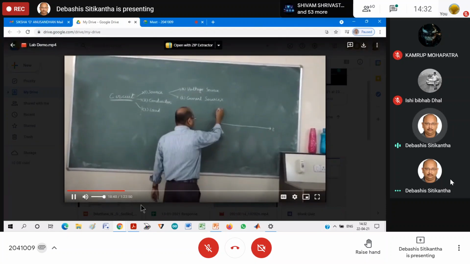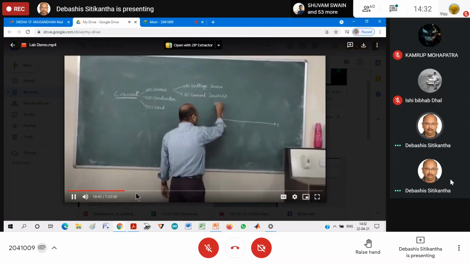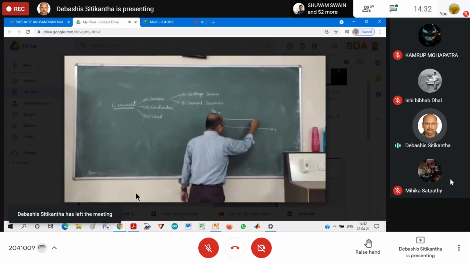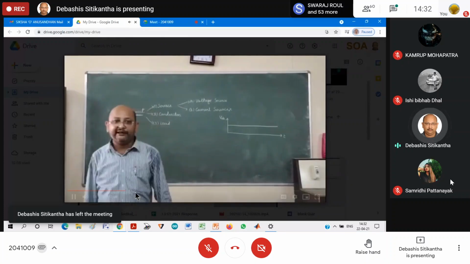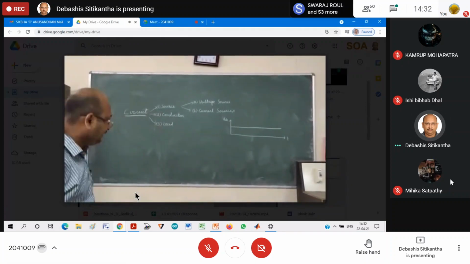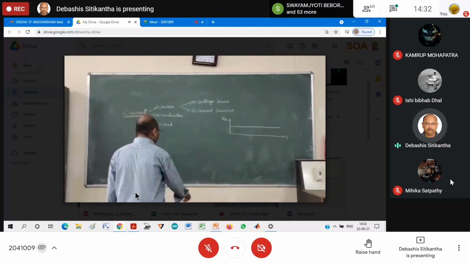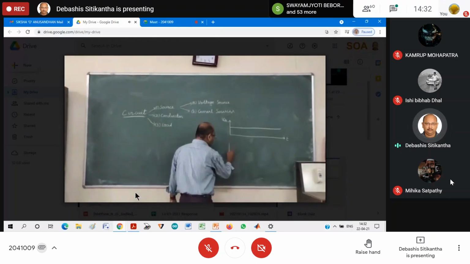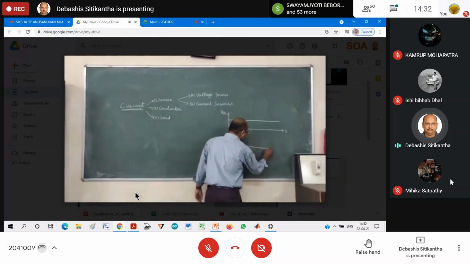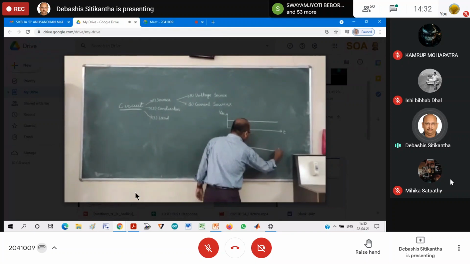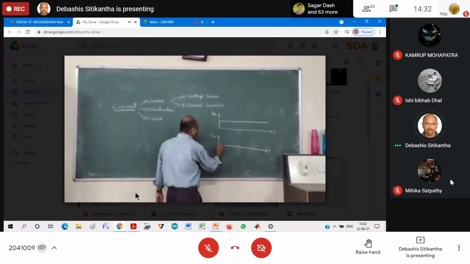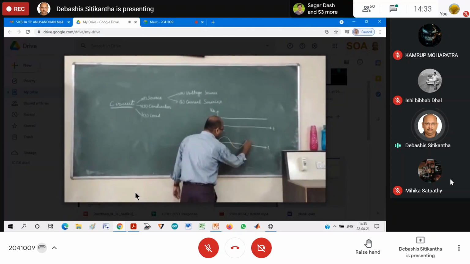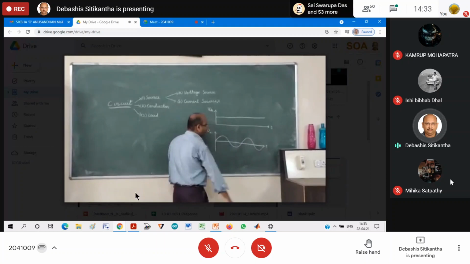The DC signal that we will use in this lab will have a waveform like this. That means it is going to maintain a constant magnitude with respect to time. Similarly, the AC signal that we will utilize in this lab to perform all the experiments is going to be a sine wave. So the waveform is going to be like this.